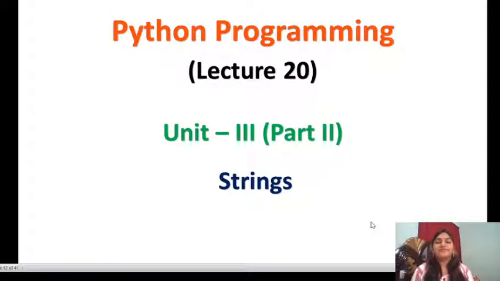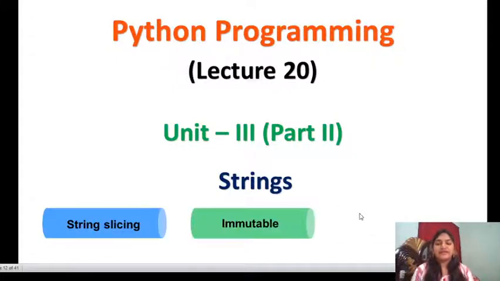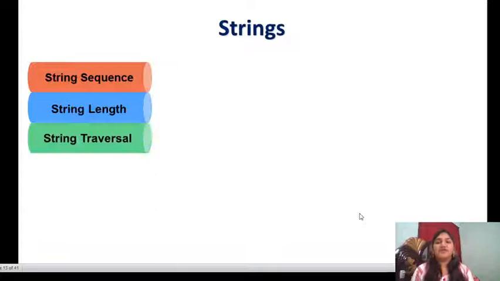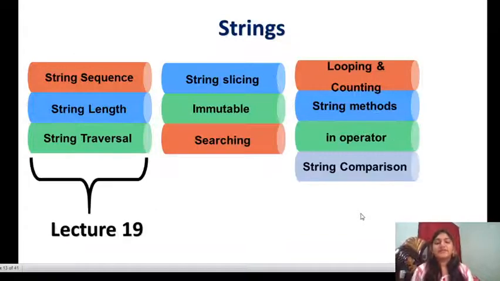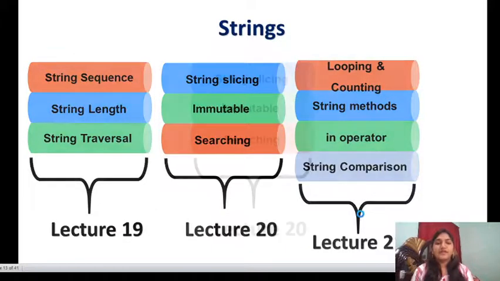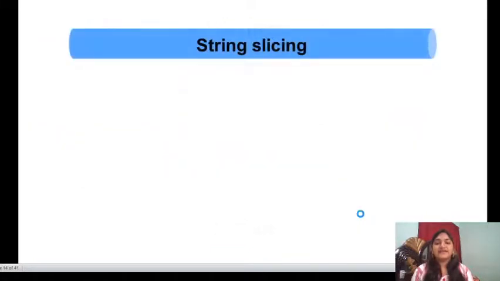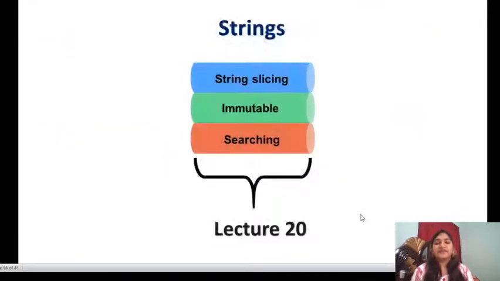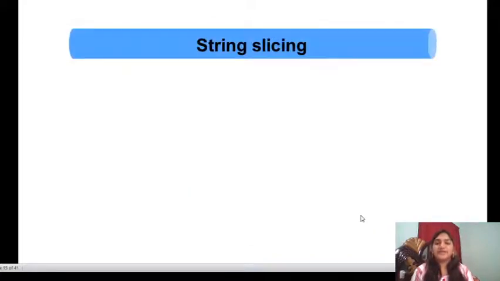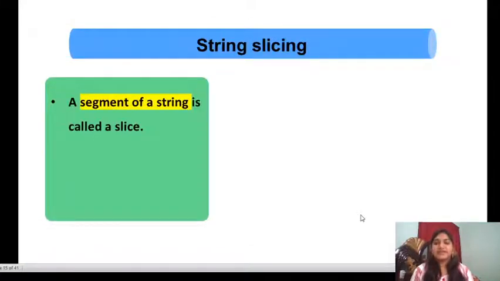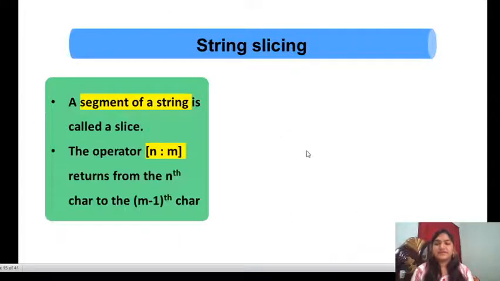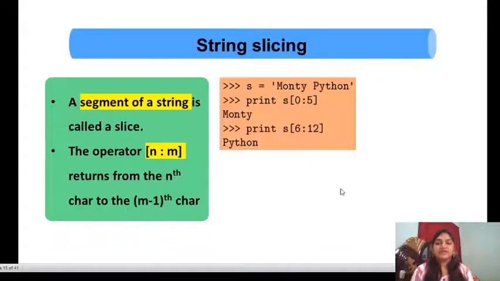Next, coming to Python programming, string slicing, immutable and searching, which is lecture 20. We'll start with string slicing. What is meant by string slicing? A segment of a string is called a slice. The operator [n:m] returns from the nth character to the m minus 1th character. So s equals 'Monty Python', print s[0:5] gives Monty, and print s[6:12] gives Python.